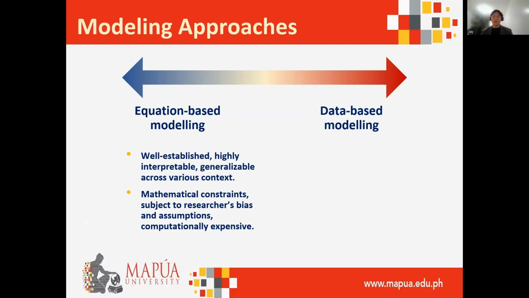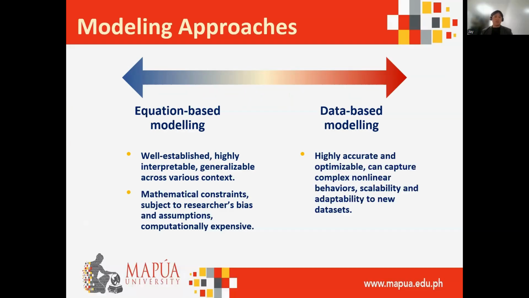However, this may not hold true realistically in most cases, as they are subject to researchers' perspective, which introduces some bias and could be responsible for the discrepancies between the predicted and the actual values of the OCV. Ultimately, larger computational resources are a prerequisite to implement such simulation attempts. Whereas for data-based modeling, they are highly accurate and optimizable. So these models resolve the challenges of trial and error experimentation as they allow rapid optimization and prediction tasks.